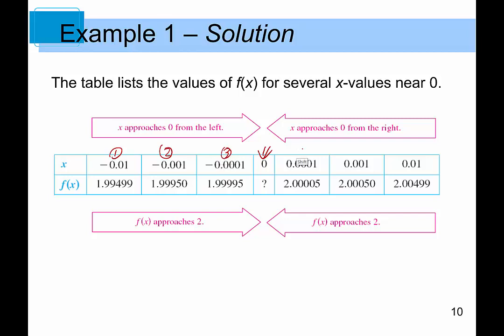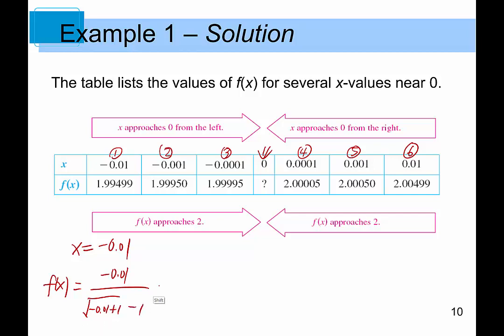So all these numbers are in increasing order. As you can see, in order to find these values, for x equals, let's say, negative 0.01, you just plug into f of x. f of x is going to be equal to x, which is negative 0.01, over the square root of negative 0.01 plus 1 minus 1. And the result of this becomes 1.99499. And that's how you find the y values. That's why we have these y values. All these values can be calculated in the same way.